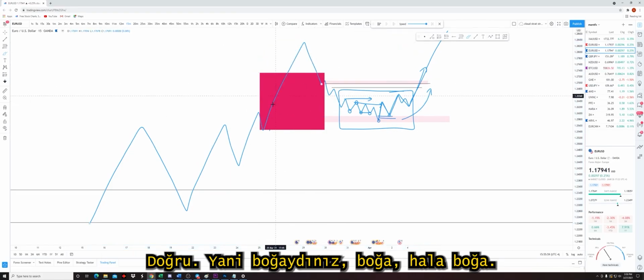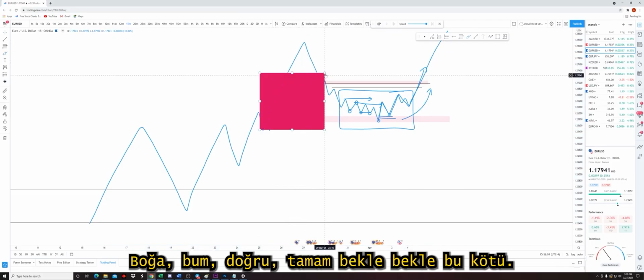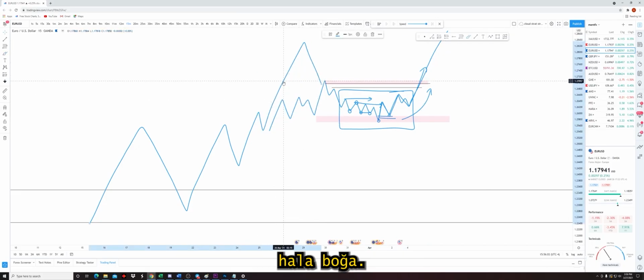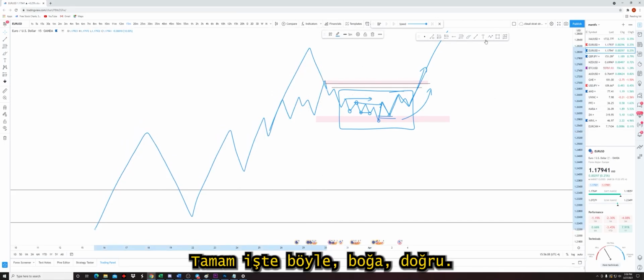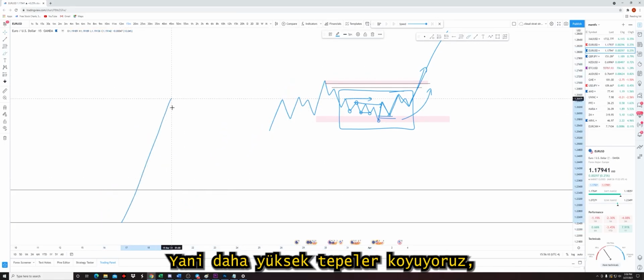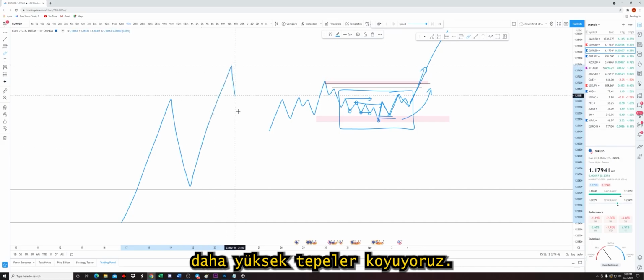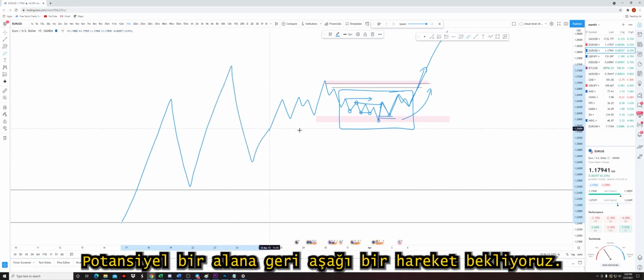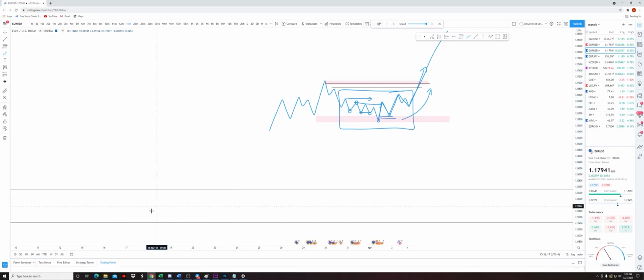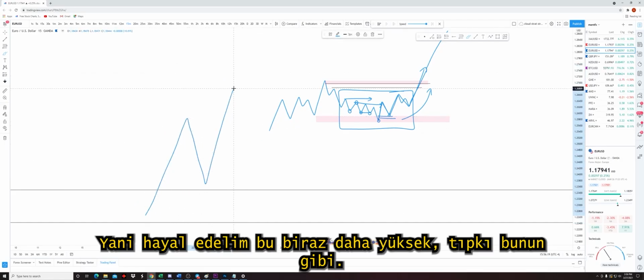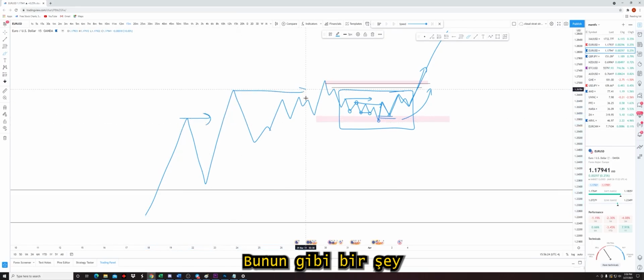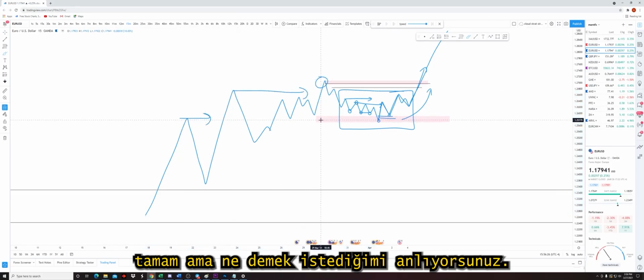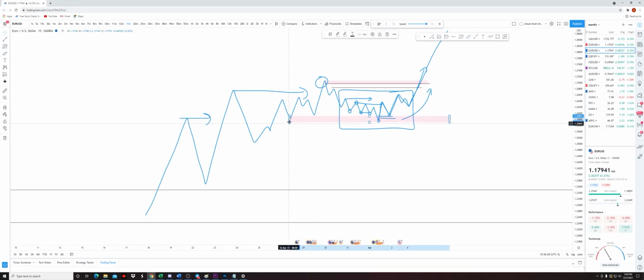So even though there was a re-accumulation here and all that stuff happened, so now you can kind of see it like this. Right, so like this. Okay, hold on. So you have a big move up, big move down, right? So you were bullish, still bullish. Bullish, right? So we're putting in higher highs. We're expecting a move back down into what? A potential area of, so let's imagine this was a little bit higher, just like this. That's fine.